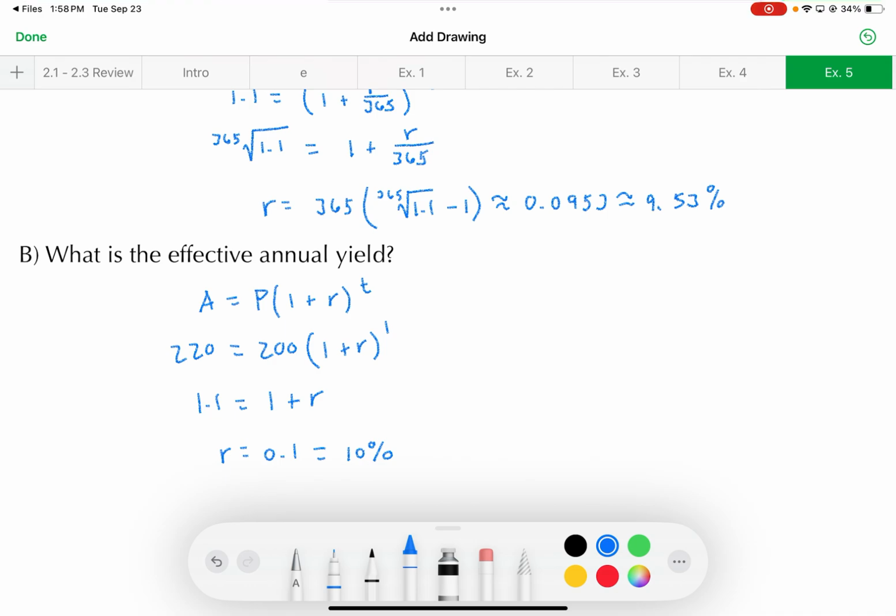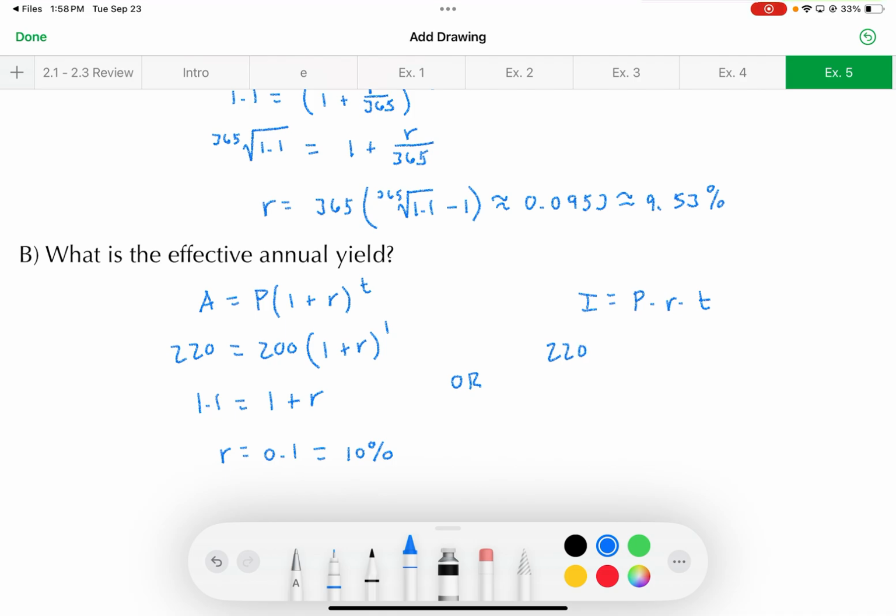Which I feel like most of us could probably have reasoned that out, right? If I'm going from $200 to $220, that's a 10% growth, right? Okay. So this would be the interest rate required in the non-compounding scenario, okay? Now, that's one way you could do this. Another way, this is kind of how I teach it in my regular pre-calc class. I use a simple interest formula. Interest is the principal times your interest rate. Okay? This is your simple interest formula.